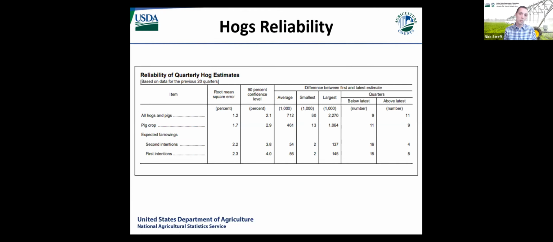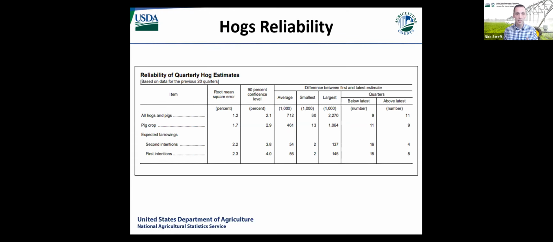Another thing to point out here is, are NASS numbers normally conservative and too low? Are they maybe normally too high? Well, you just move over to the next column in the table and you can see over the past 5 years, 9 times NASS has been low, 11 times NASS has been too high. So really a good mix of numbers here.